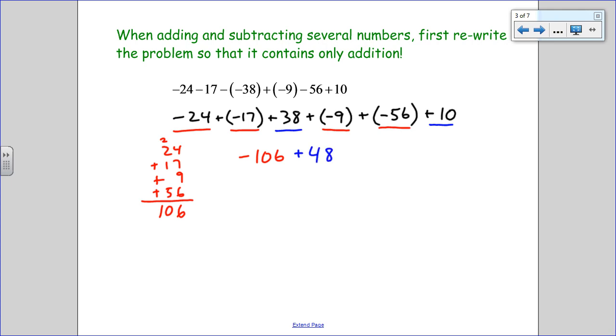Now, having grouped and added those two portions of the problem, we can finish our answer by adding negative 106 plus 48. Since those numbers have different signs, we need to subtract their absolute values. 106 minus 48 to obtain the answer of negative 58. Notice that the answer is negative 58 because we take our negative sign from the number having the larger absolute value, which was the negative 106.